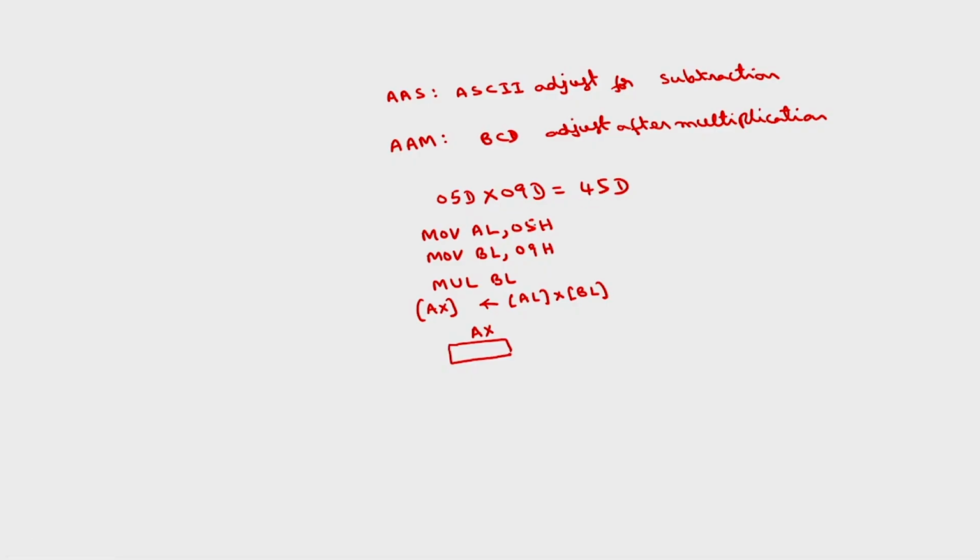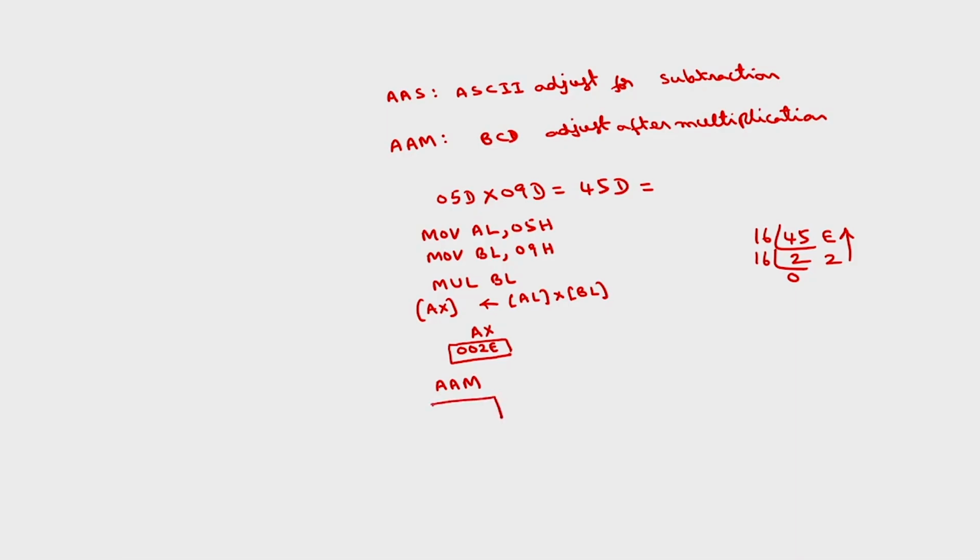So, this is decimal. If I perform the hexadecimal multiplication, one way to obtain the hexadecimal arithmetic is to perform the decimal and convert back to hexadecimal. 45 decimal will be equal to how much hexadecimal? 16 2s are 32, 13, 13 is D, so 2D. So, AX will contain 002DH. But what is expected? The expected value is 45D. So, to get that 45D in unpacked BCD, we are going to use AAM.